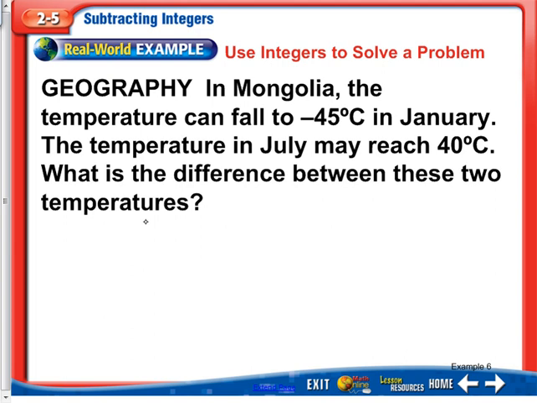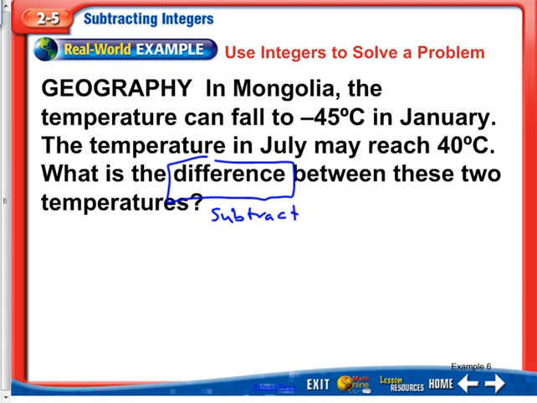In Mongolia, the temperature can fall to -45 degrees Celsius in January. The temperature in July may reach 40 degrees Celsius. What is the difference between these two temperatures? Okay, so difference, that word right there tells us to subtract, okay? Just like same sign, difference, or sorry, different sign, difference. Same sign, we want to find the sum. Different sign, difference. Difference tells us to subtract.